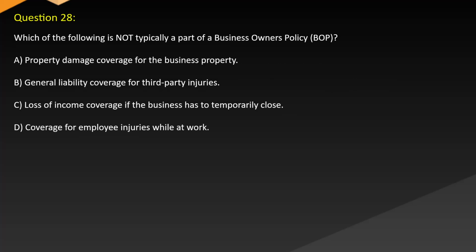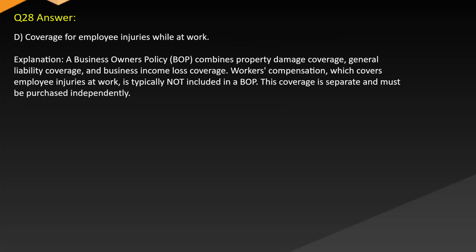Question 28. Which of the following is NOT typically a part of a business owner's policy (BOP)? A. Property damage coverage for the business property. B. General liability coverage for third-party injuries. C. Loss of income coverage if the business has to temporarily close. D. Coverage for employee injuries while at work. Answer: D. Coverage for employee injuries while at work.